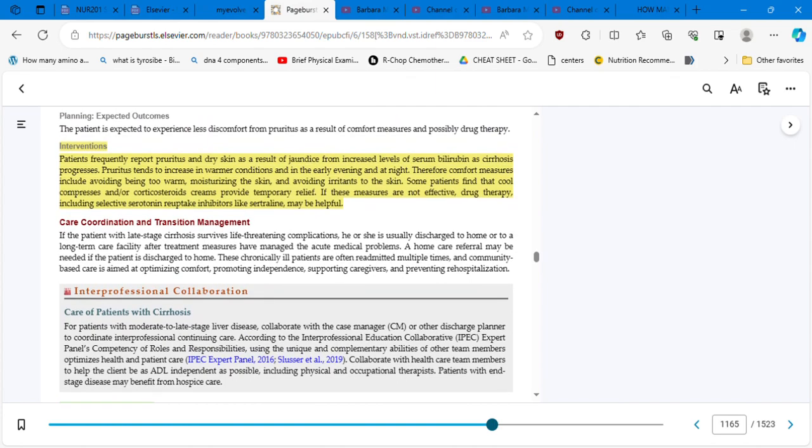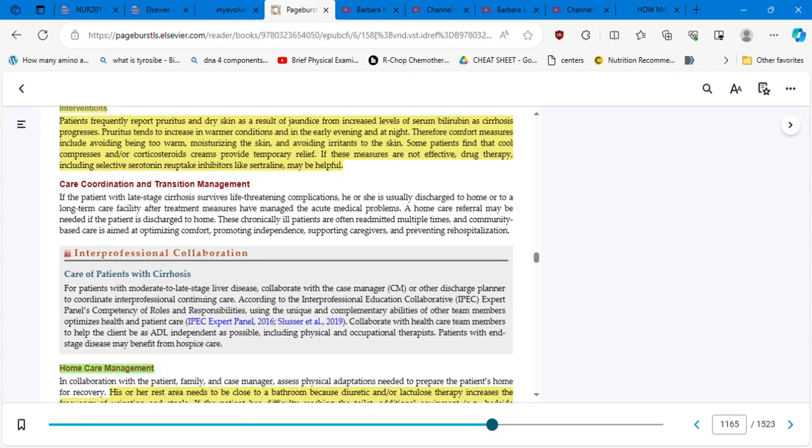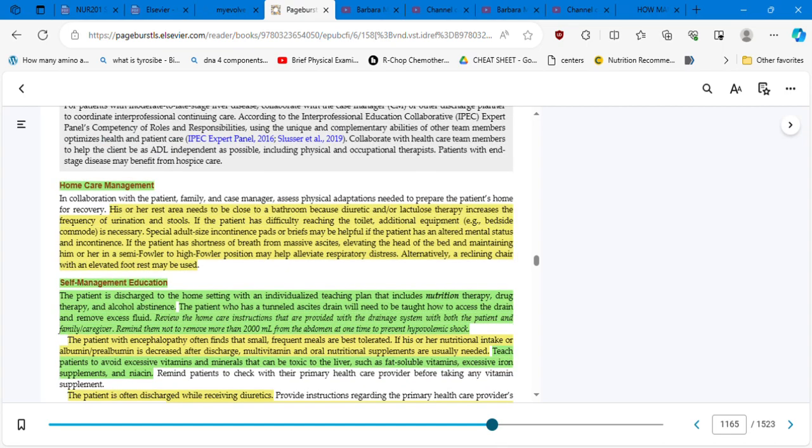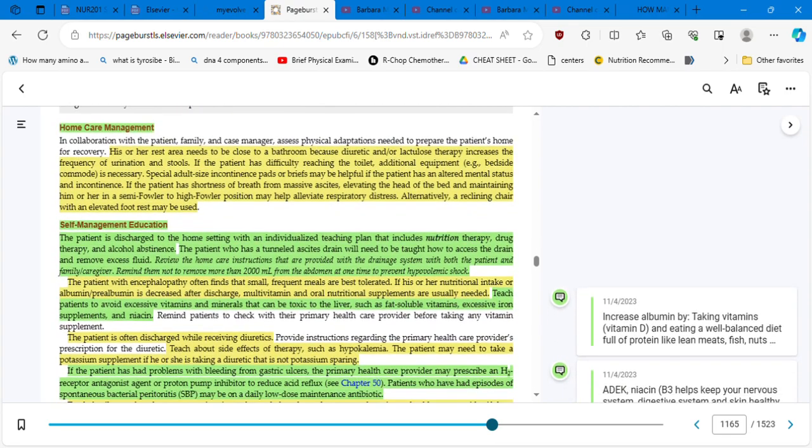Now, you have to think about it. How many medications do we need to include to make this patient comfortable, right? So it's at the doctor's discretion and the nurse's best performance to take care of this. Home care management.